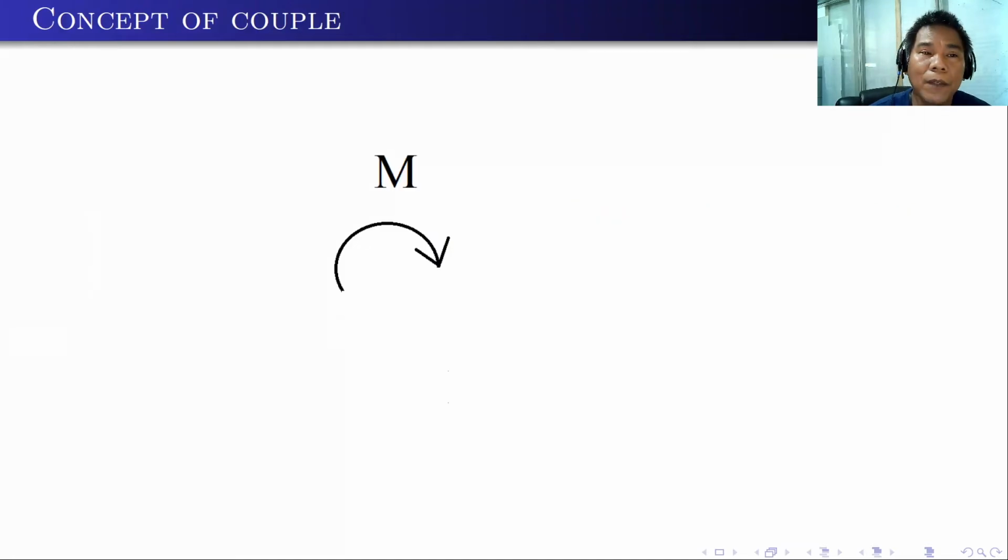So we will define first the concept of a couple. I know you have learned about this in your statics of rigid bodies, but it's very important now that you really understand this concept. A couple, or we call it a bending moment, is usually denoted by capital M. It can be clockwise or counterclockwise in direction.